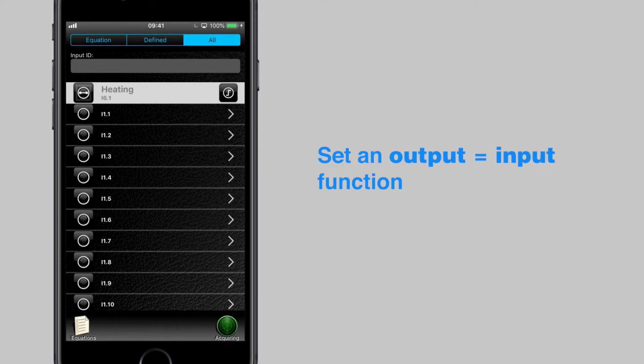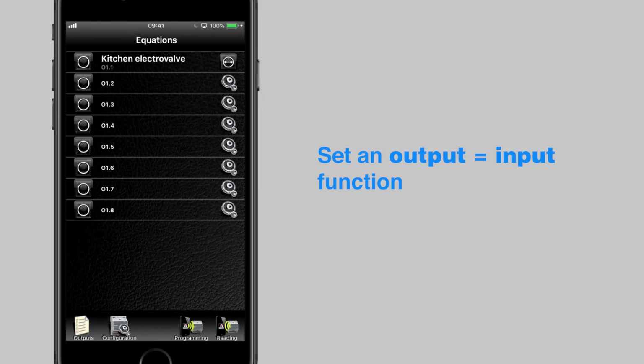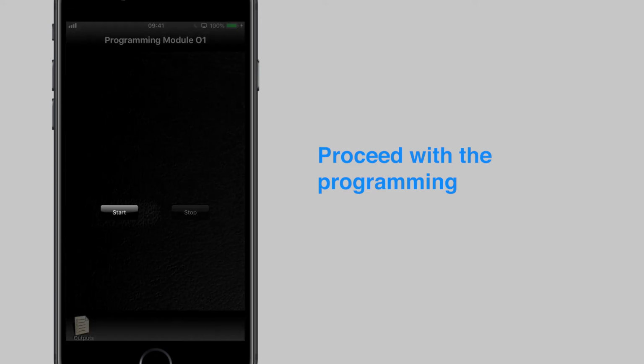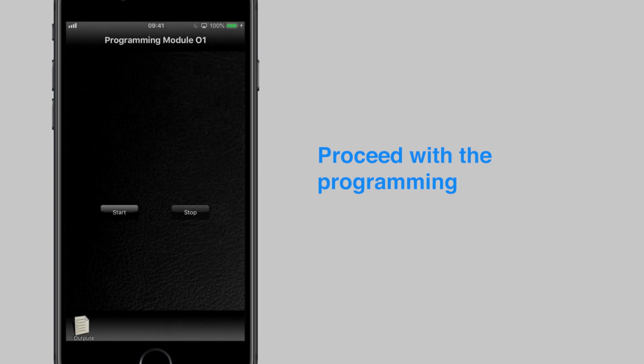Press the equations icon and, if necessary, repeat the same procedure for other controls. At the end of the equations page, proceed to the programming of the module by clicking on the programming icon. The start and stop buttons will appear. Press start and wait for the completion of the operation, which will take a few seconds.